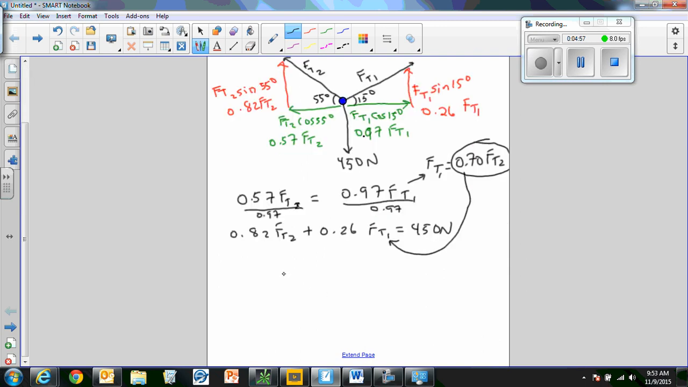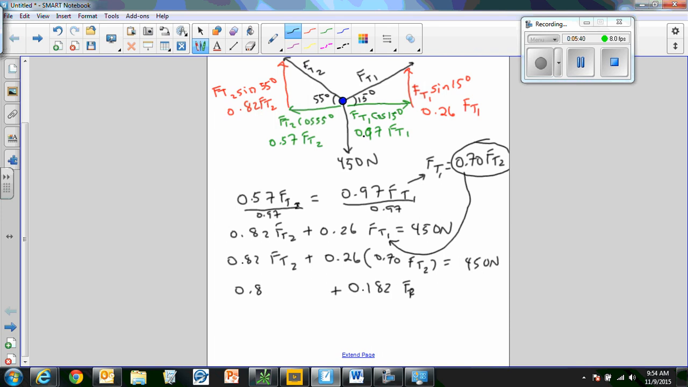I'm going to take this right here and substitute it in right there. So 0.82 FT2. This is called systems of equations. Plus 0.26 times 0.70 FT2 has to equal 450 newtons. 0.26 times 0.7 gives me 0.182. So yeah, I believe that's right. 0.182 FT2.